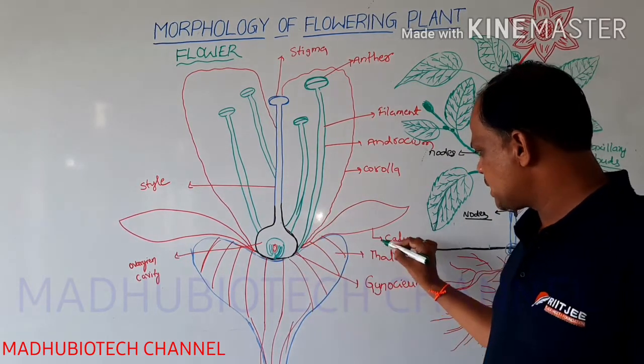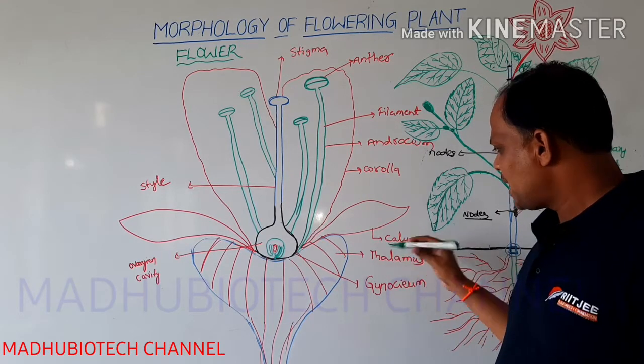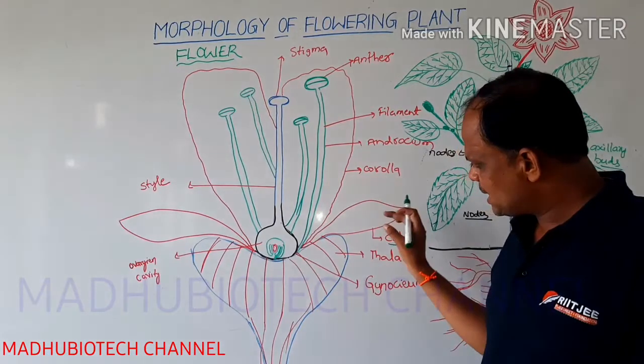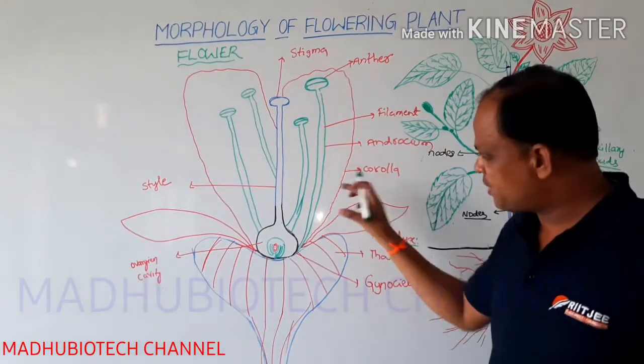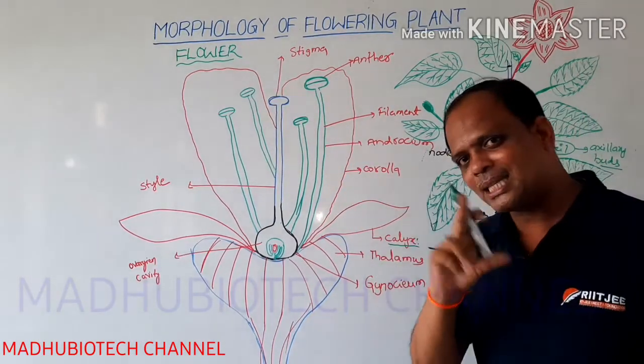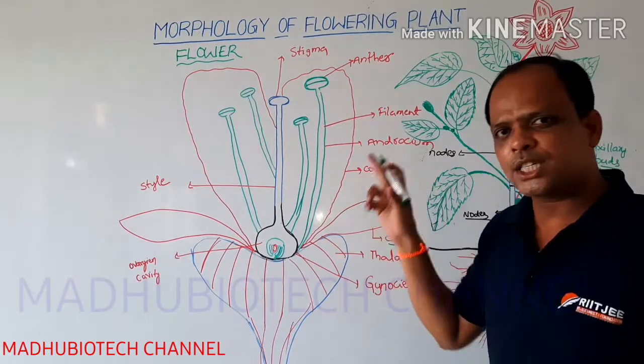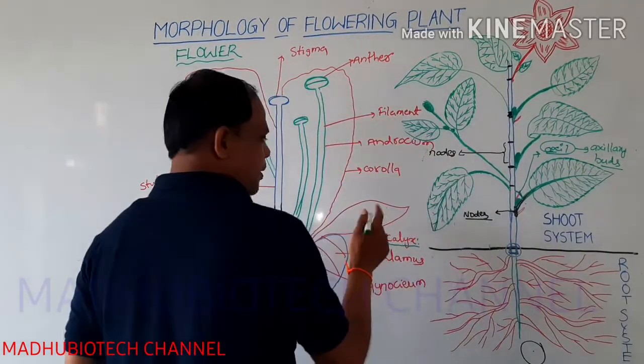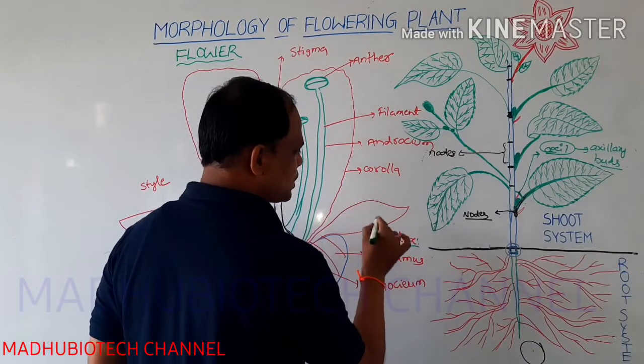The first part is the calyx. These are green colored, and it is useful for protection when the flower is at the bud stage. It gives protection to the bud stage. And an individual part of the calyx is called a sepal.